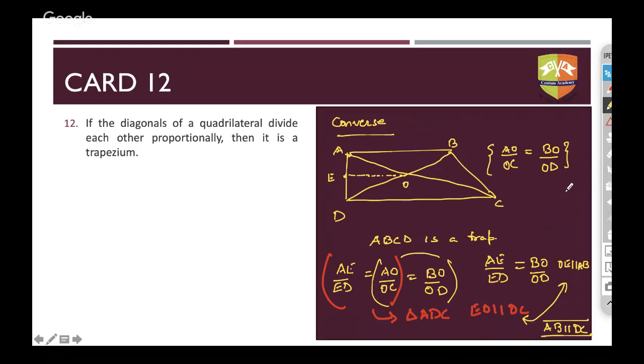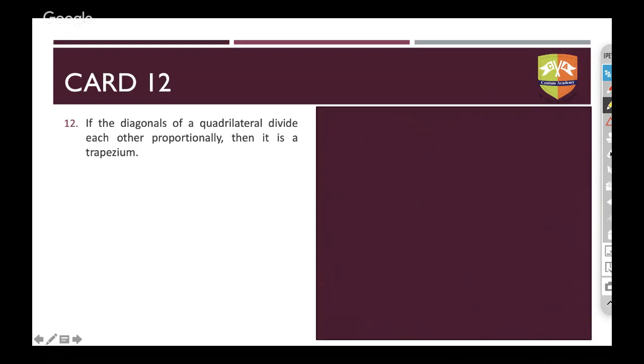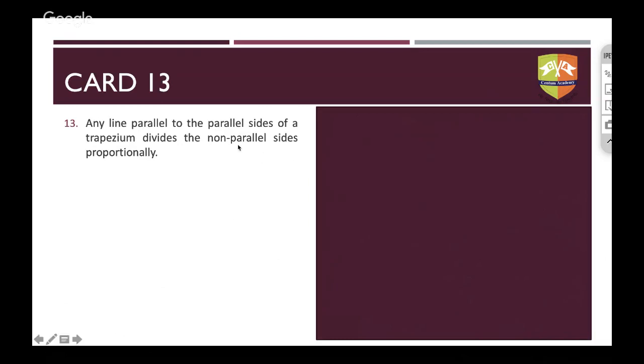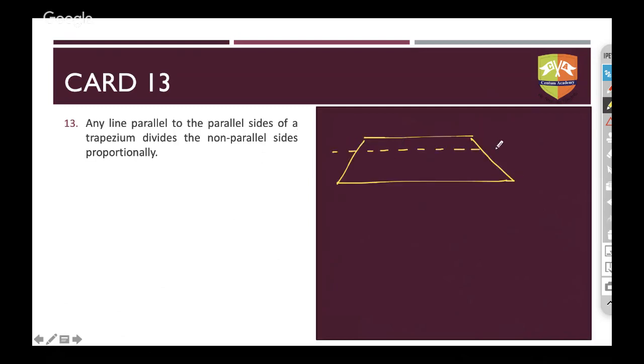Okay. Next. So let us now go to the next slide. Any line parallel to the parallel sides of a trapezium divides the non-parallel sides proportionally. Now, instead of diagonals, they're talking about, let's say, a trapezium and any line parallel to the parallel sides. So let's say I draw a parallel line like that, and this is A, this is B, this is C and D.